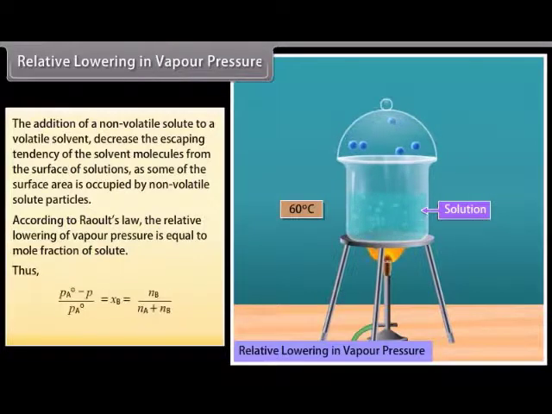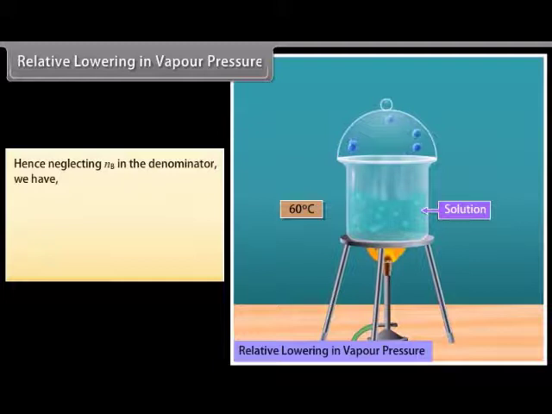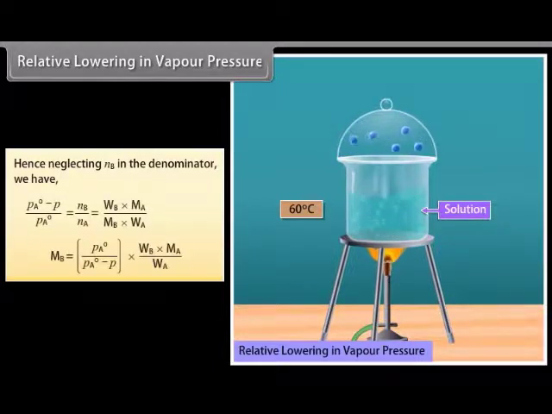Thus, (PA naught minus P) upon PA naught is equal to XB, which is equal to NB upon (NA plus NB). For a dilute solution, NA is much greater than NB. Hence, neglecting NB in the denominator, we have MB is equal to PA naught upon (PA naught minus P) multiplied by WB into MA upon WA.